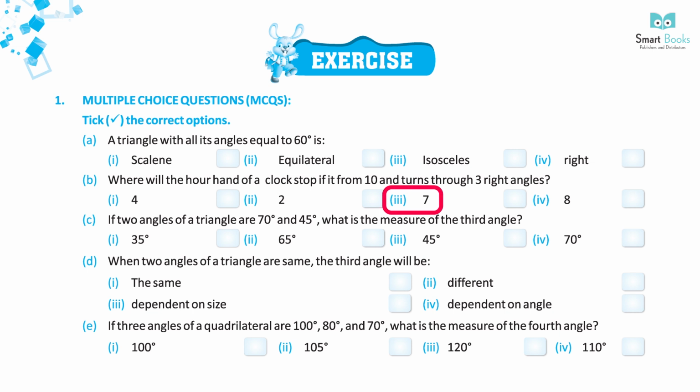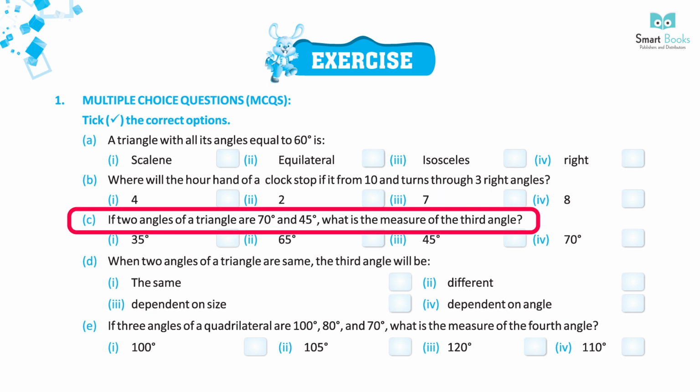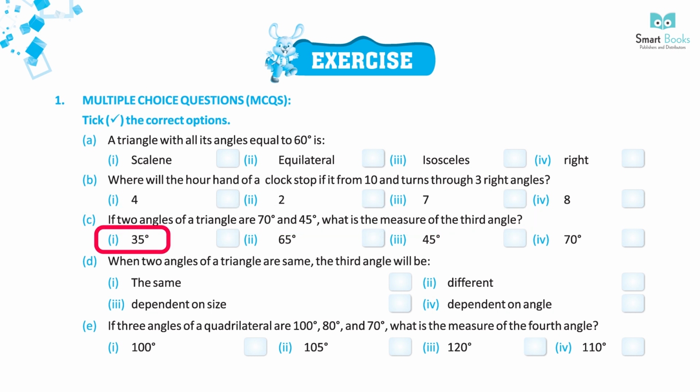Third, 7. C. If two angles of a triangle are 70 degrees and 45 degrees, what is the measure of the third angle? First, 35 degrees; second, 65 degrees; third, 45 degrees; fourth, 70 degrees. Solution: second, 65 degrees.